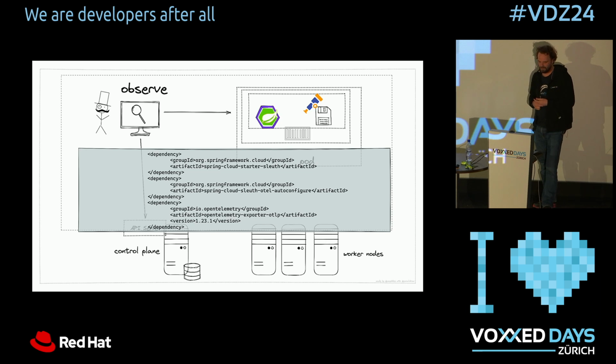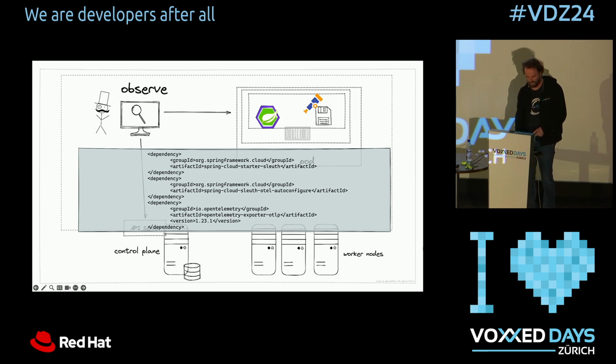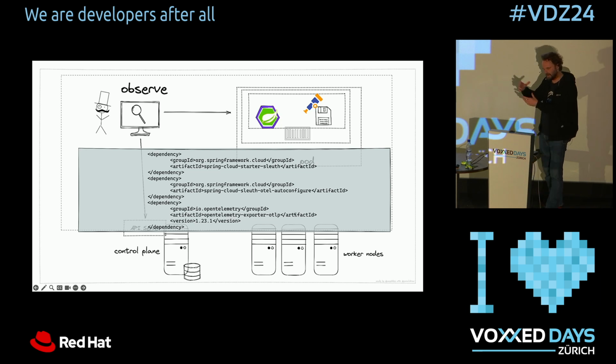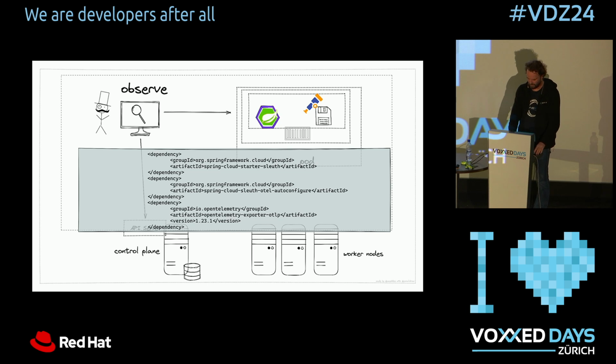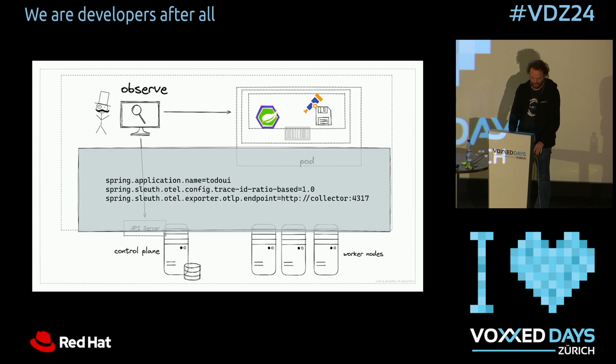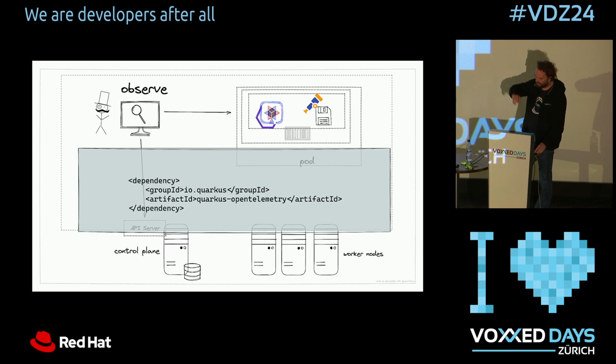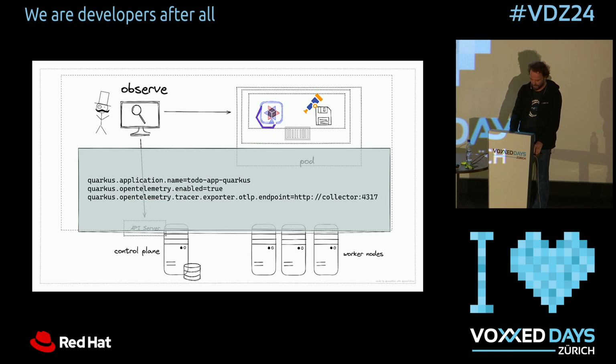There are different solutions. This is a Spring Boot dependency for using Sleuth as the data collection within your application. Same thing here: you need to configure your Spring Boot properties. It's basically the same concept all the way through. And you have that for Quarkus, I'm pretty sure for Micronaut, for most of the popular frameworks, and of course you have the generic Java agent as well.